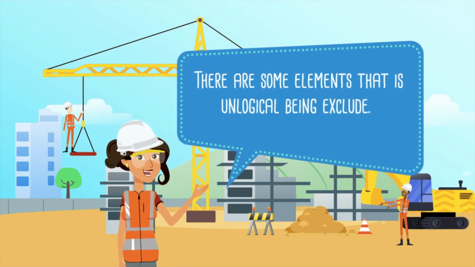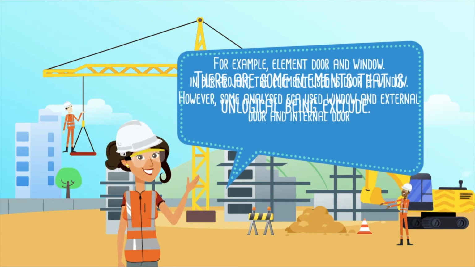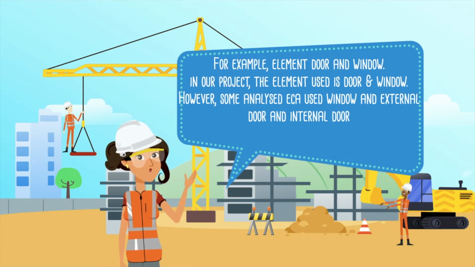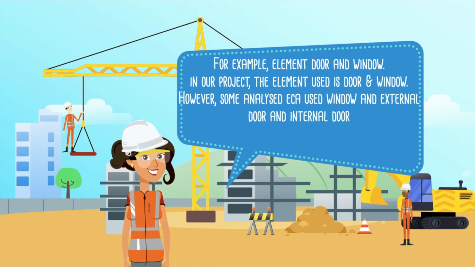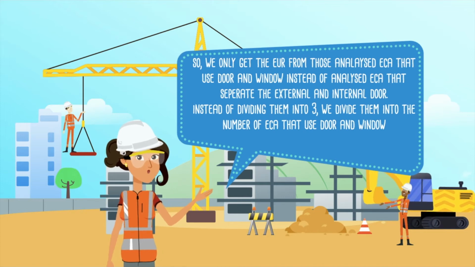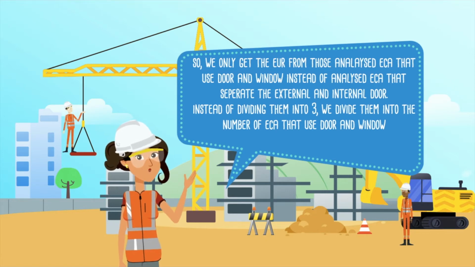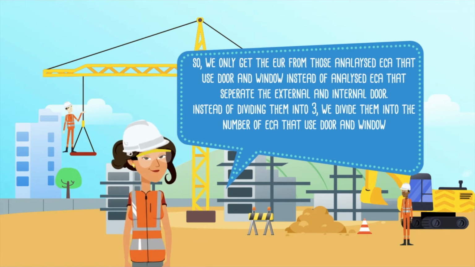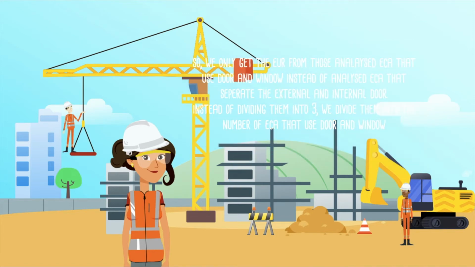The problem in doing this is there are some elements that are illogically excluded. For example, the element door and window. In our project, the element used is door and window. However, some analyzed ECAs use window and external door and also internal door. So, we only get the EUR from the analyzed ECAs that use door and window instead of analyzed ECAs that separate the external door and internal door. Instead of dividing them into 3, we divided them into the number of ECAs that use the door and window.